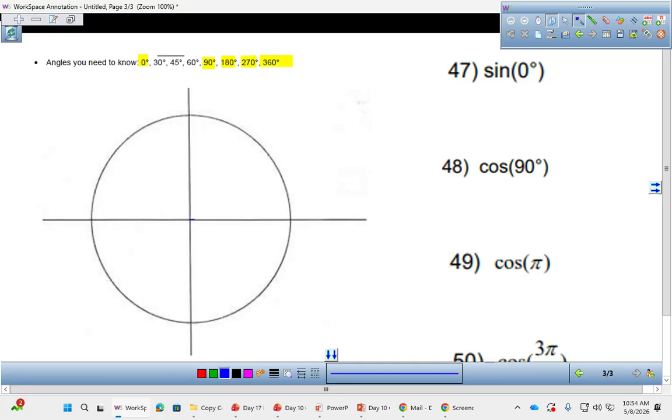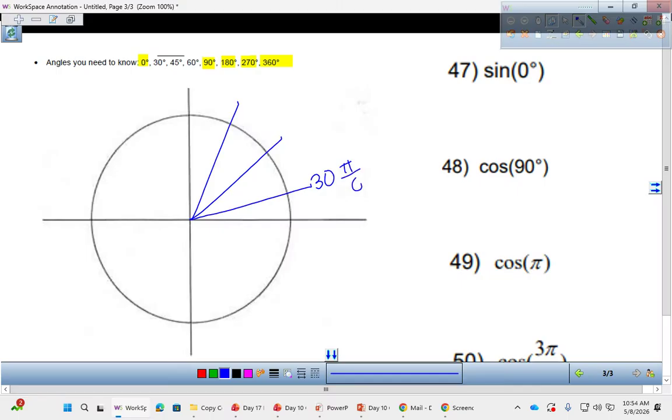You know that if you were to fill in this circle, or at least you're working on knowing this part, right? This is 30, which is the same thing as pi over 6. This is 45, which is the same thing as pi over 4.